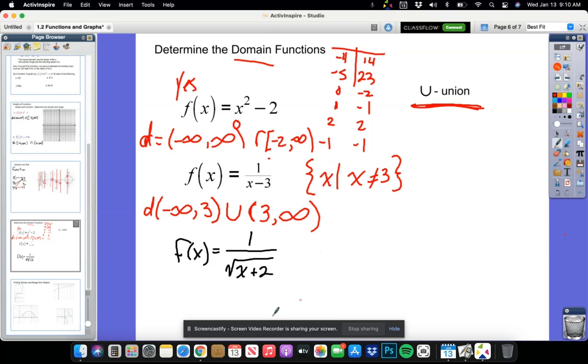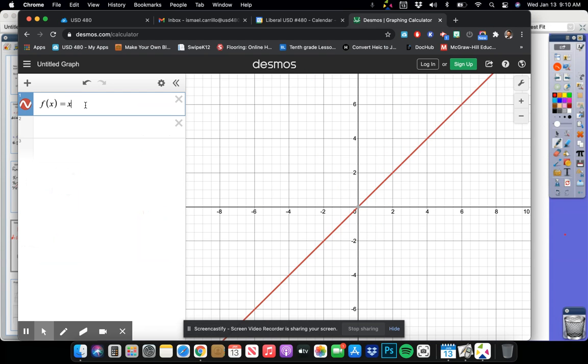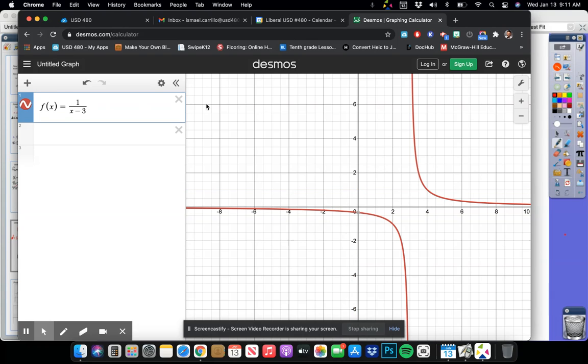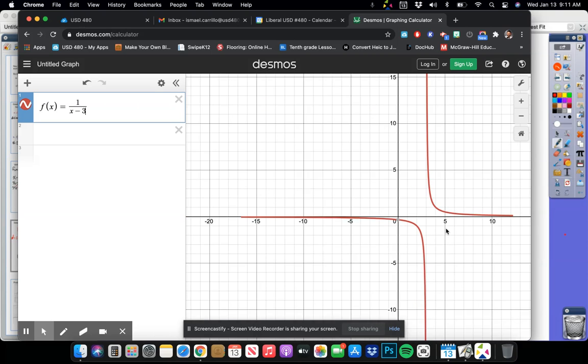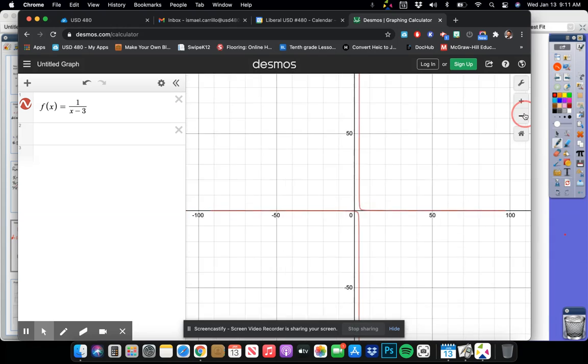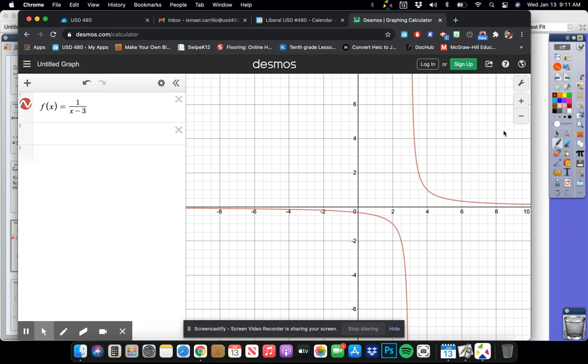So let's get a visual representation of what we mean right here. Our function is 1 divided by x minus 3. Ooh, look at that. Let me zoom out so we can see the grand scheme of things. As we zoom out, it goes forever up, forever down, forever to the left, forever to the right, except right here at that 3. Let me zoom in a little bit more.